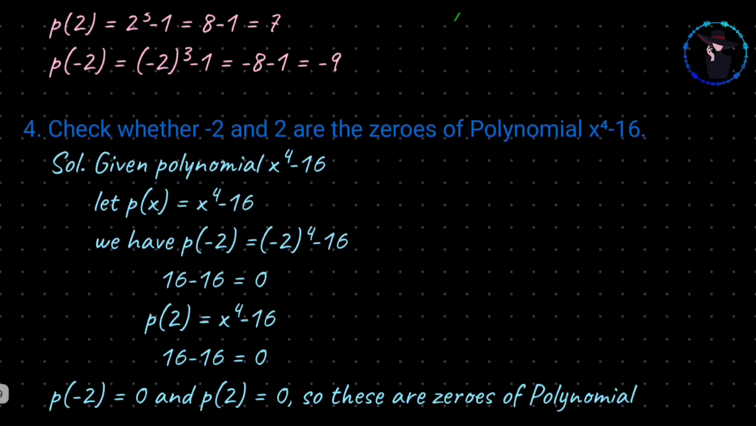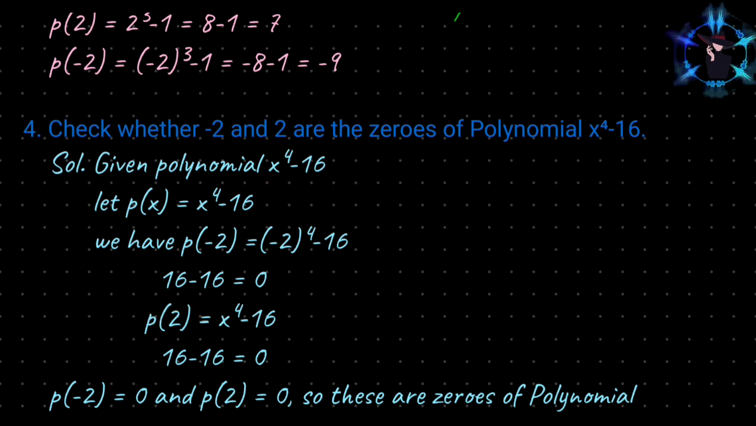Check whether minus 2 and 2 are zeros of the polynomial x power 4 minus 16. Let's take the polynomial and substitute minus 2 first. Minus 2 with power 4 means minus 2 into minus 2 into minus 2 into minus 2, 4 times. So the minus goes to plus. When it is an odd power, the minus stays minus. When it is an even power, the minus goes to plus. 16 minus 16, 0. Yes, it is a 0 of the polynomial.